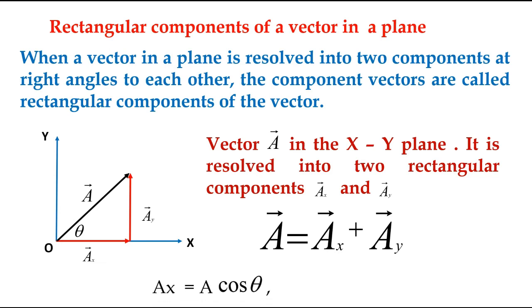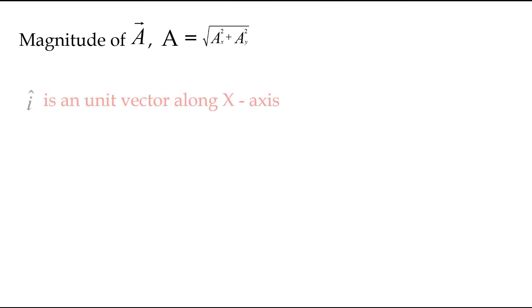Here ax is equal to a cos theta. Ax bar is a vector, but ax is not a vector; it is the magnitude of ax bar, equal to a cos theta. Similarly, ay bar is a vector, but ay is its magnitude, which equals a sin theta. We can find the magnitude of a bar using this formula: the magnitude a is equal to the root of ax squared plus ay squared.